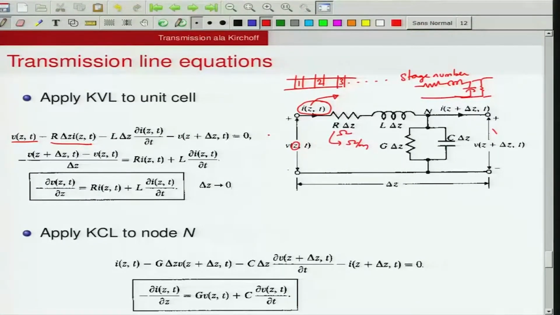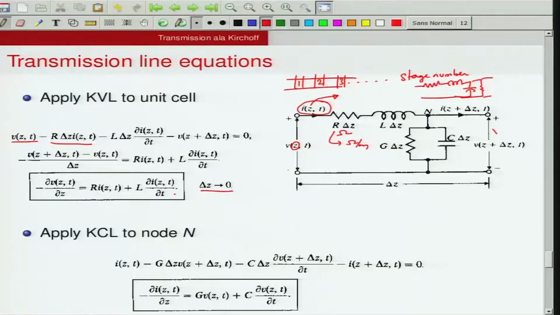You can rearrange these equations by writing V of z plus delta z minus V of z, and pushing R delta z I plus L delta z del I by del t onto the right hand side, and then divide both sides by delta z, and take the limit of delta z going to 0. When you apply the limit, you end up with this equation, which states that the first order partial derivative of the voltage is given by the R I drop plus the L del I by del t drop here.